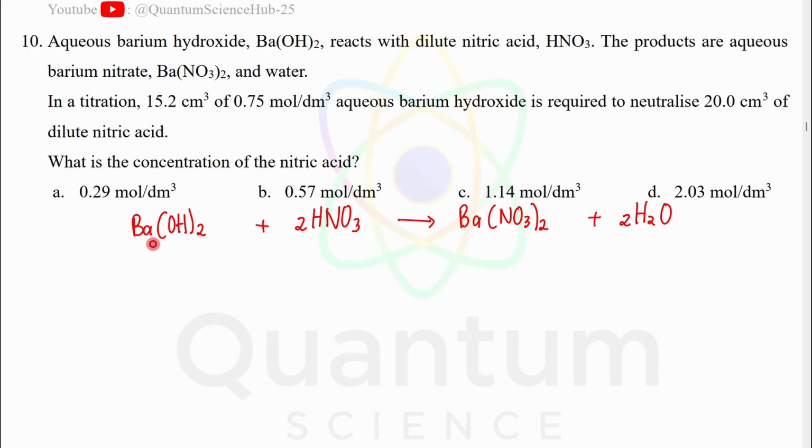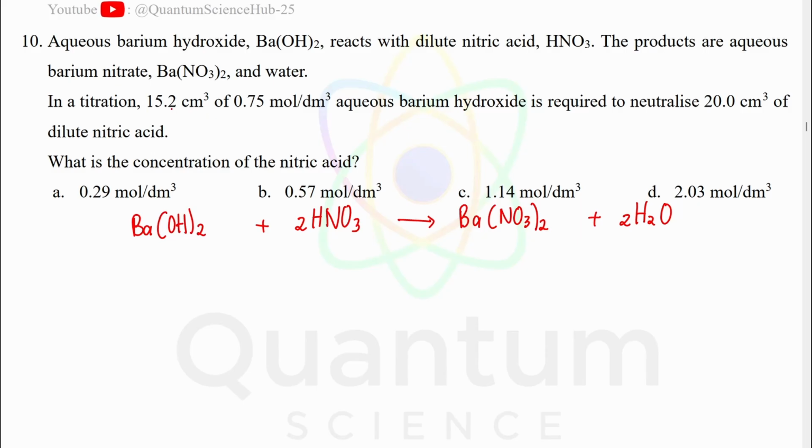What about the Ba? Ba 1 and here is Ba 1. What about oxygen? O2 plus 6, 2 times 3 is 6, right? So equals to 8 at the left side. And oxygen at the right side is 3 times 2, so 6, plus 2, so 8. The coefficients here are 1, 2, 1, 2. Okay, now put all the information below the chemical formula.